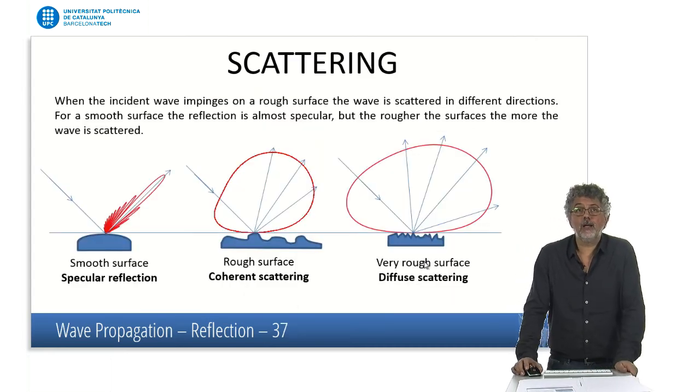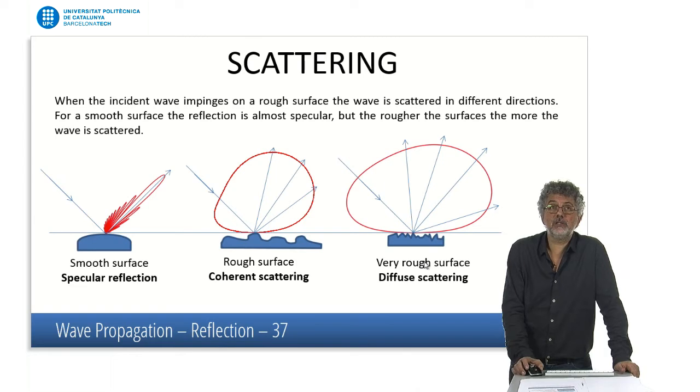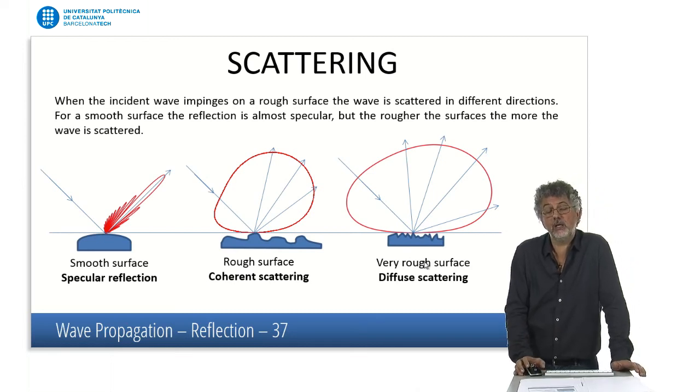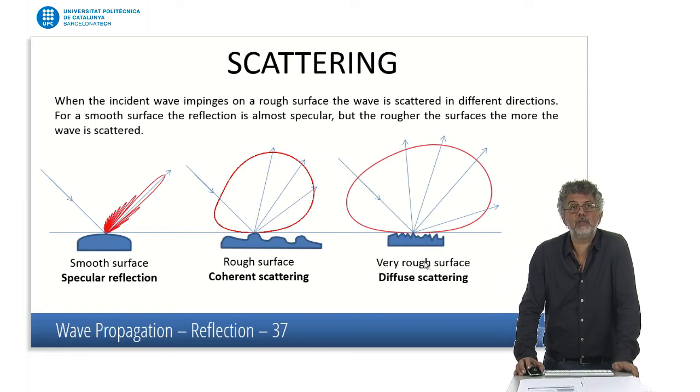Also, we are considering that reflection is occurring on a perfectly smooth surface, but usually what we're going to encounter in real situations are rough surfaces. So in those cases, more than reflection, we'll talk about scattering.